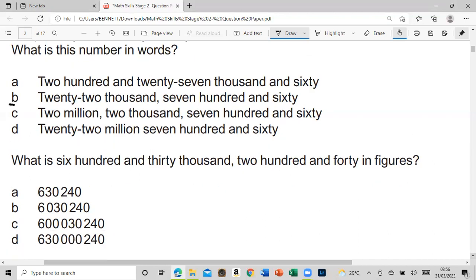All right, number two says what is 630,240 in figures? So again, 630,000, yeah, 240. So that would give us A.